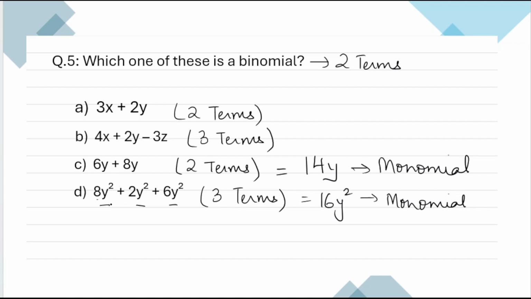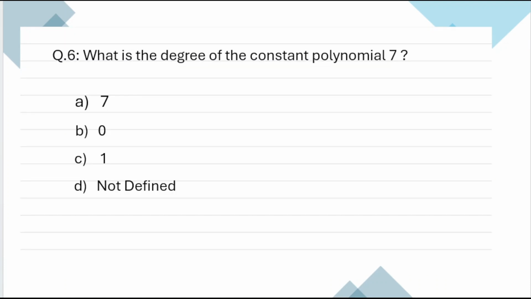So this is a monomial, this is a trinomial of three terms. So what is our correct answer of binomial, two terms? First one, 3x plus 2y.